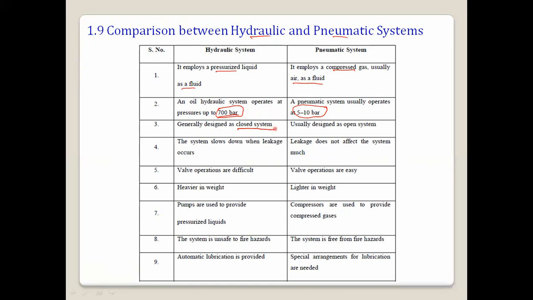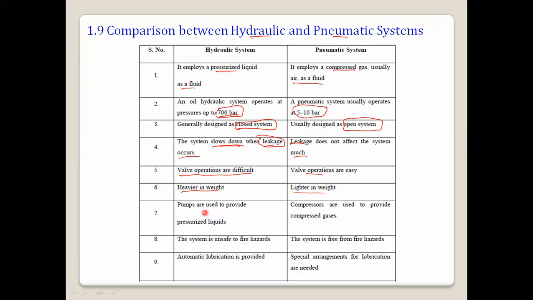The hydraulic system is a closed system, and the pneumatic system is an open system. We have seen that in the diagram. The hydraulic system slows down when leakage occurs, but leakage does not affect the pneumatic system. Valve operations are difficult in hydraulic systems and easy in pneumatic systems. Hydraulic systems are heavier in weight, and pneumatic systems are lighter in weight.